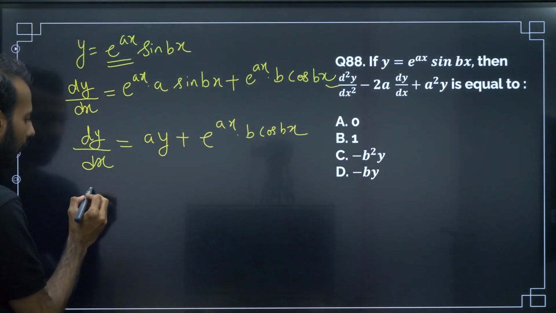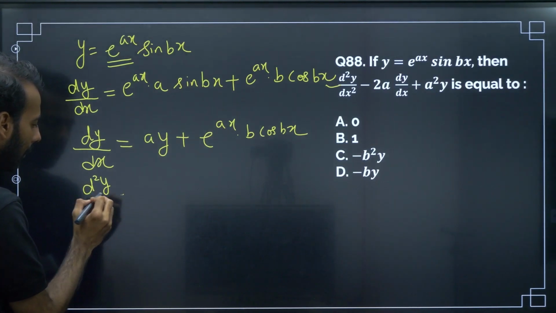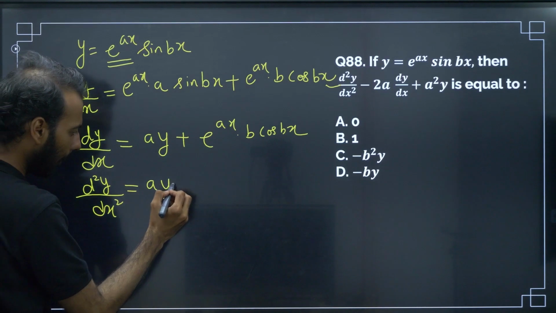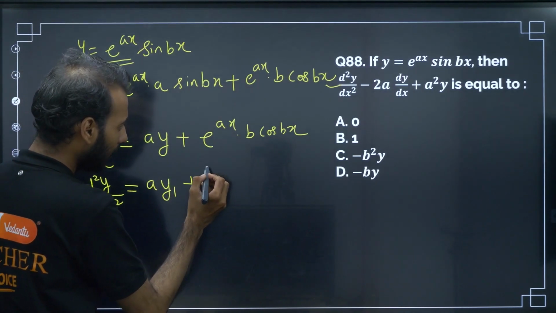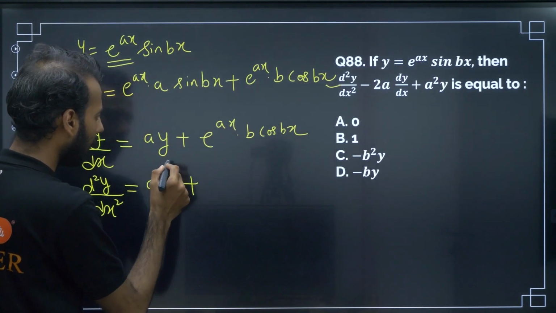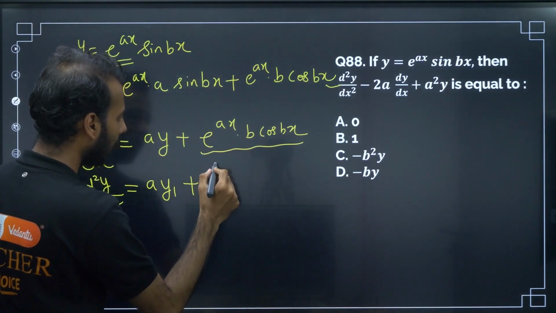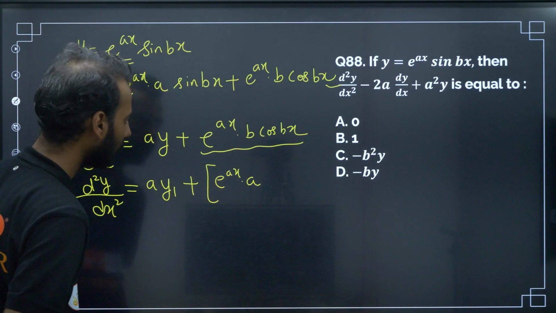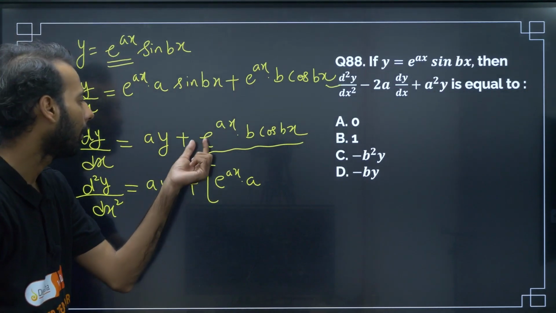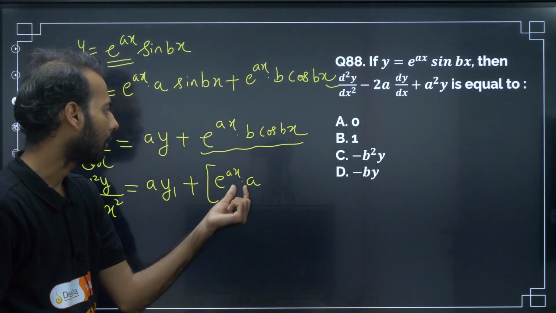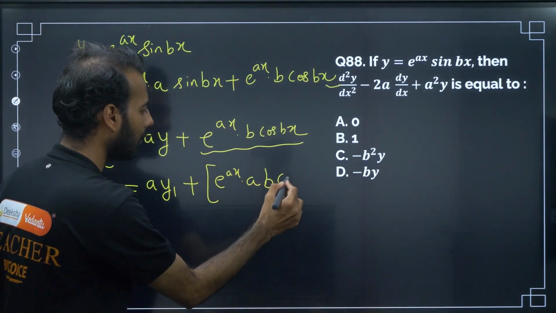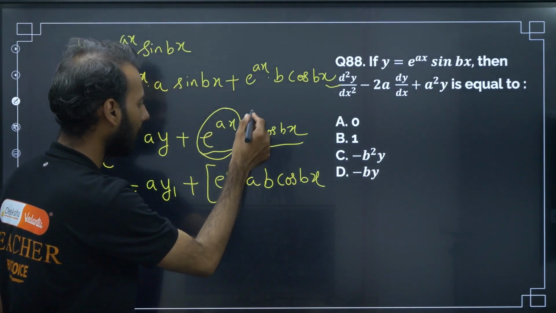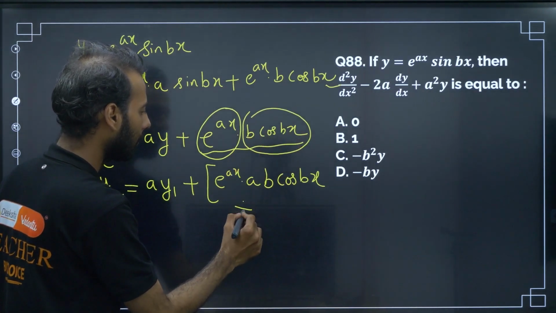So once again, if I differentiate this, this becomes d2y by dx square is equal to a y1 plus, this I have differentiated. What about this? Again here there are two things, e raised to ax dot a, and I am keeping b cos bx as it is. First function I have differentiated, next time I will differentiate this.